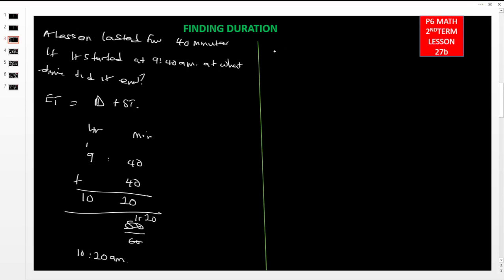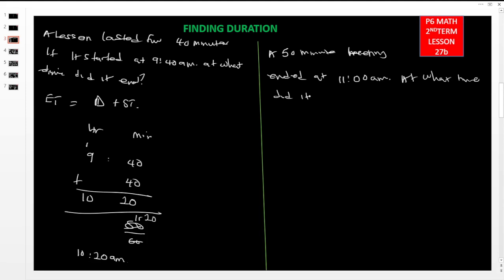Suppose we are given this one: a 50-minute meeting ended at 11 AM. At what time did it start? Now here they have given us the ending time and the duration, and we need to get a starting time. Still the same. To get our starting time, we are going to get this ending time minus the time it took. That's the duration. So we are having hours and minutes here.